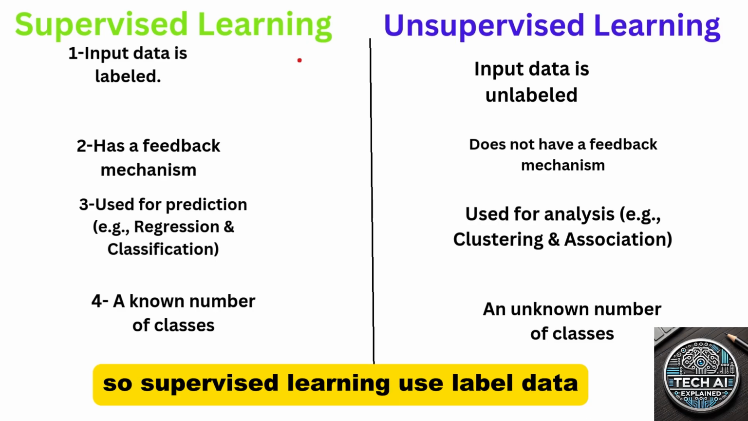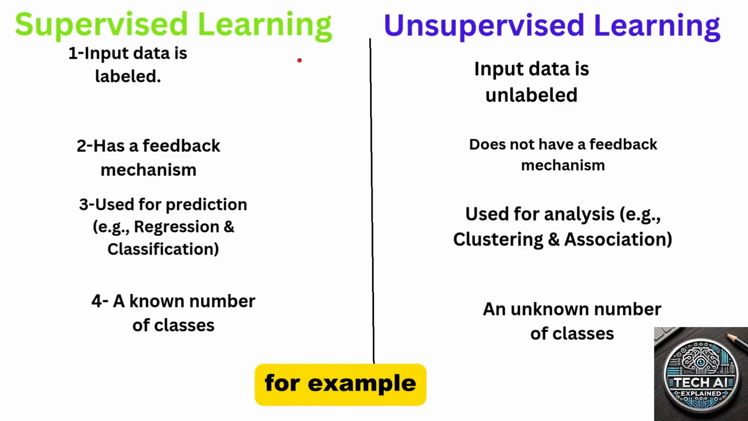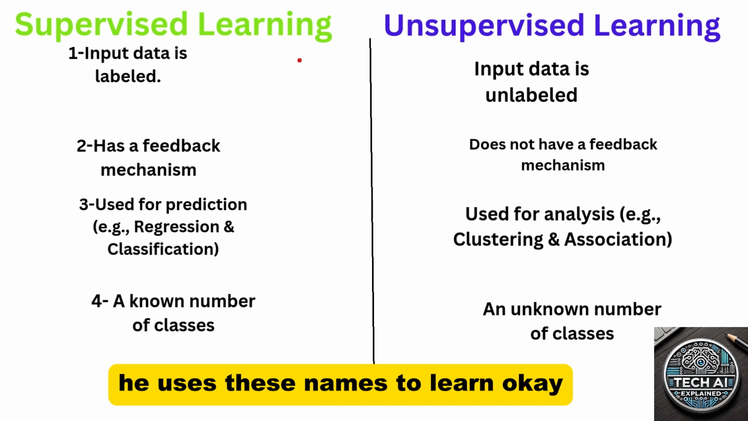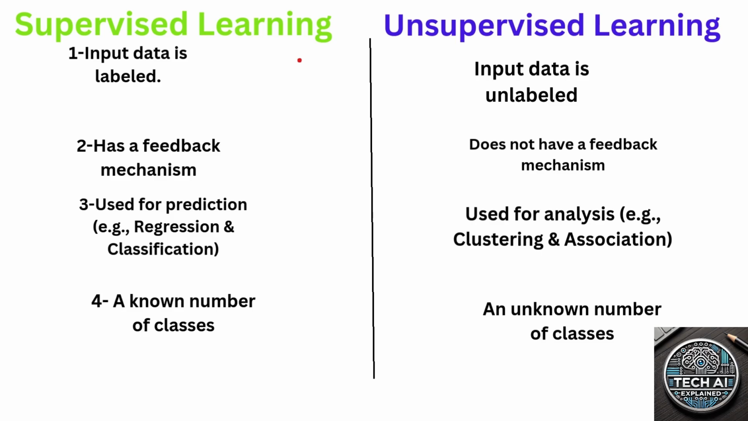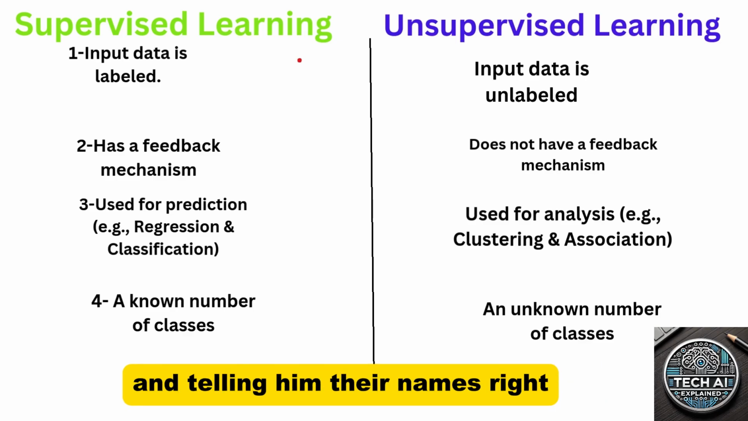So, supervised learning uses labeled data. Labeled means you tell Jack what each fruit is. For example, you say this is an apple and this is a banana. He uses these names to learn. For example, showing Jack pictures of cats and dogs and telling him their names, right?